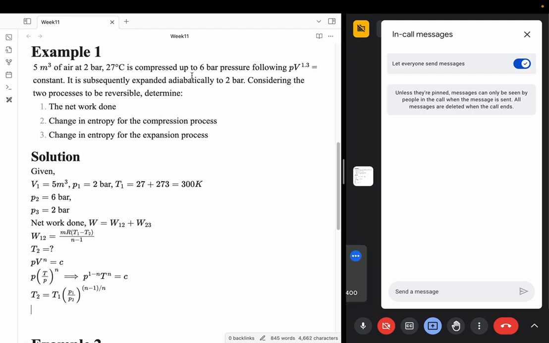Similarly, if I want to calculate for an adiabatic process, I would use the same relation again, but instead of n, it would be replaced with gamma. So W, sorry, 2 to 3 will be the same equation, but instead of T1 and T2, it will be T2 and T3, and instead of n, it will be gamma.